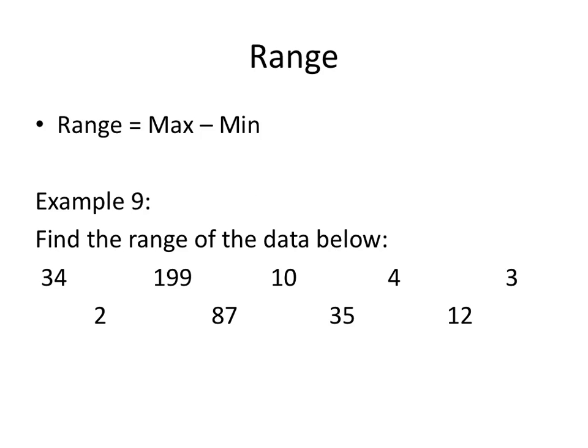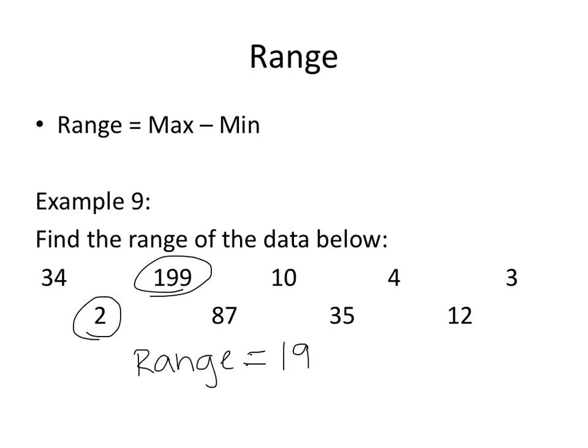First, we will look at range. To calculate the range, we will take our highest number minus the lowest number, or our max value minus our min value. So in the example below, I have a list of numbers and we're going to find the range for it. Our smallest number is 2 and our highest number is 199. So to find our range, we will take the biggest number, 199, minus our smallest of 2, and get a range of 197.